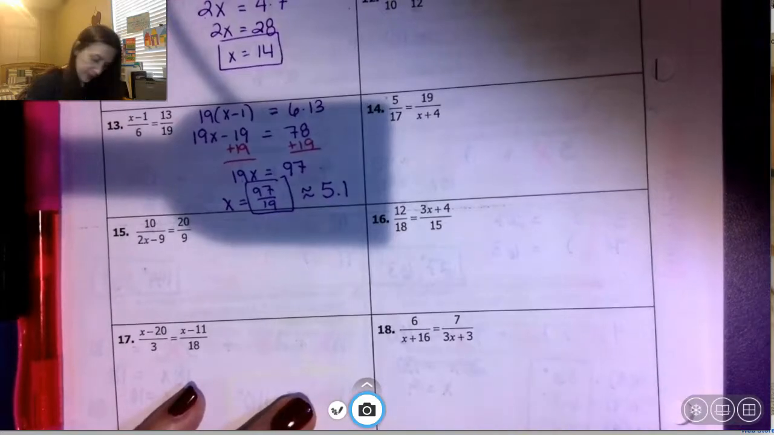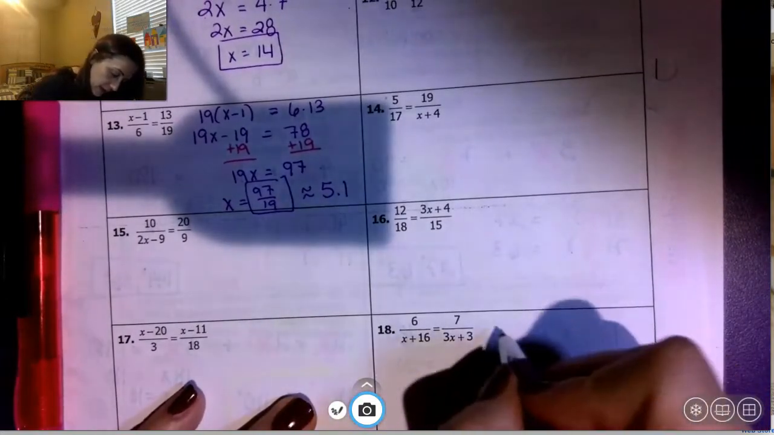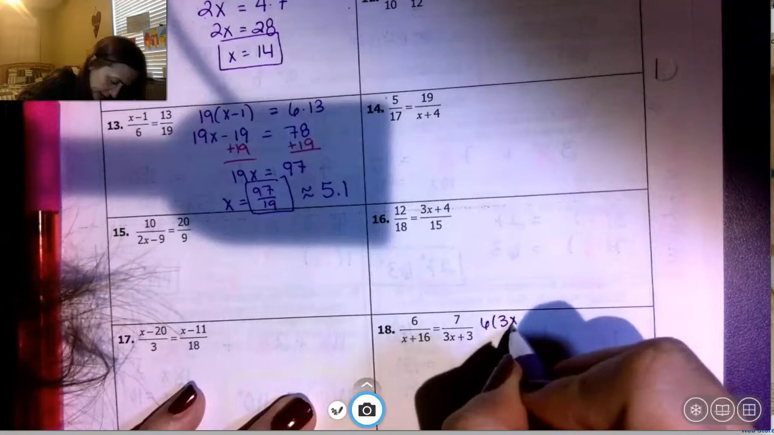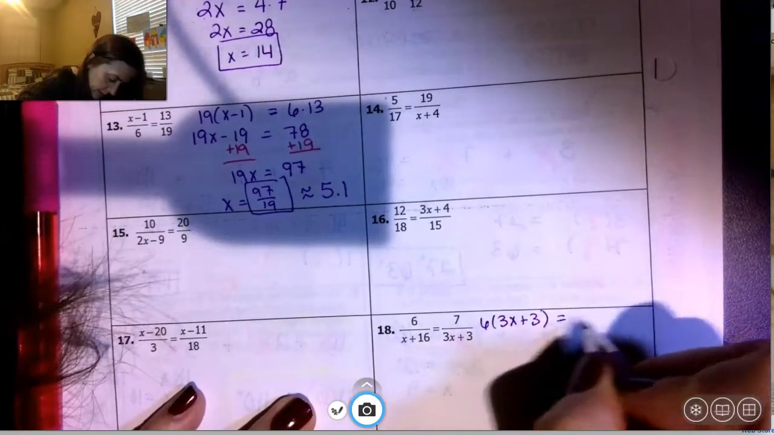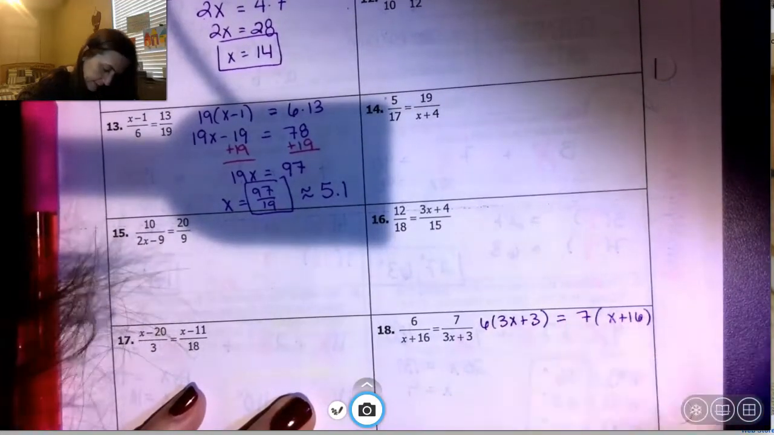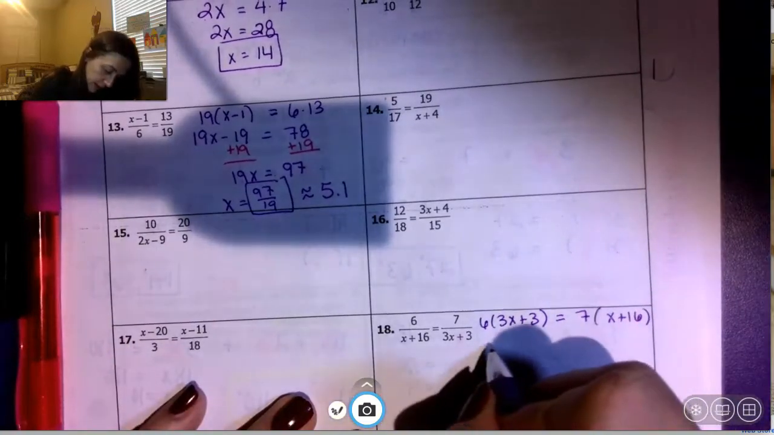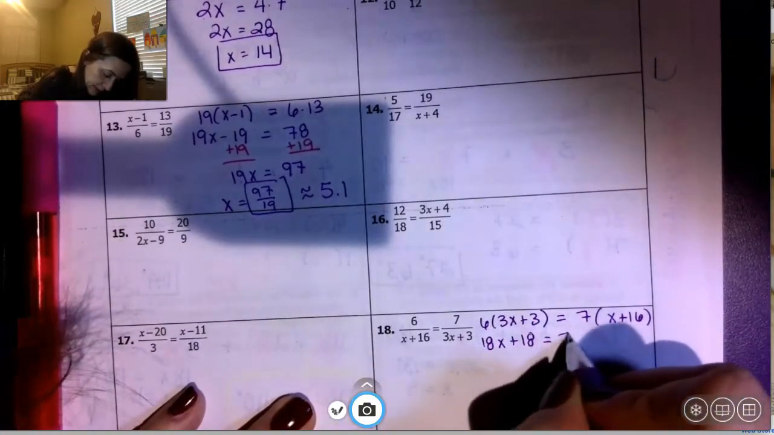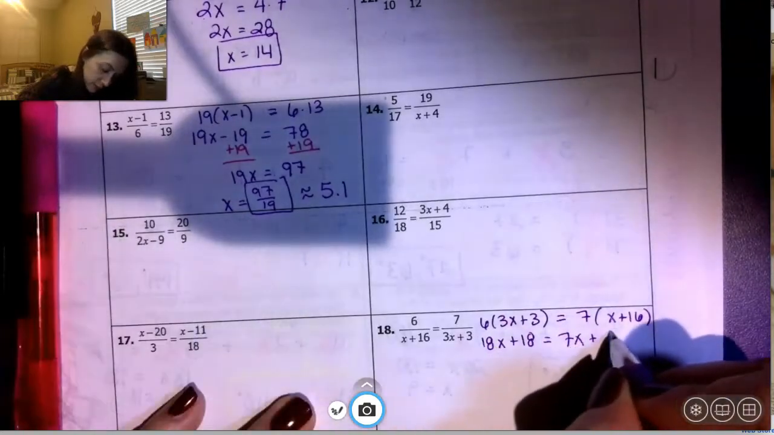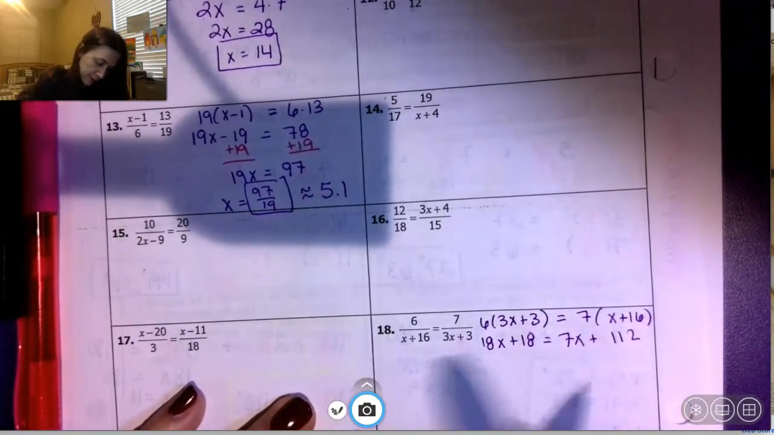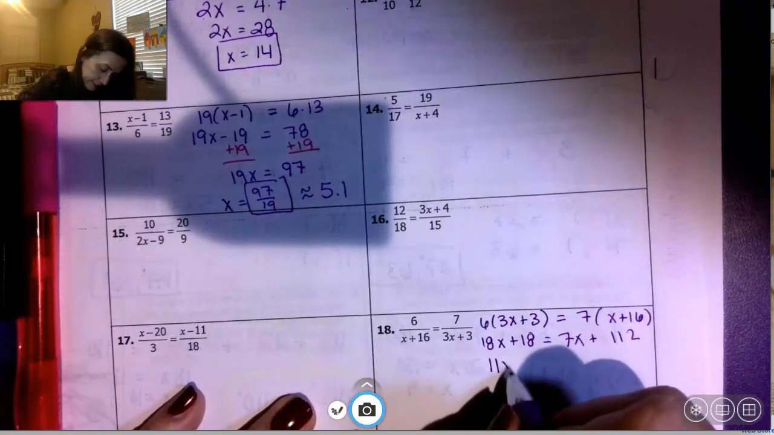18 down here I'm going to do, because it's got two expressions. So I'm going to do 6 times 3x plus 3 equals 7 times x plus 16. I end up with 18x plus 18 equals 7x plus 112. I'm going to subtract 7x over here. I'm going to get an 11x.